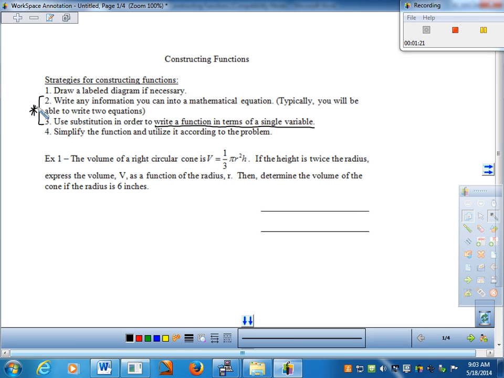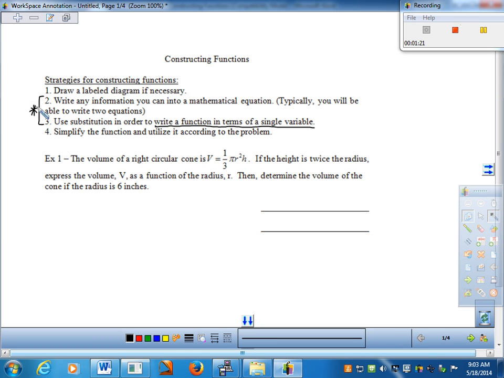And then number 4, what we're going to do is just try to manipulate the function a little bit, so simplify it and utilize it according to the problem. So there might be a second tier after we write our function that we might want to deal with, and we'll go ahead and see what that might mean over the course of the 4 examples. Well, why don't we go ahead and get right into example 1.